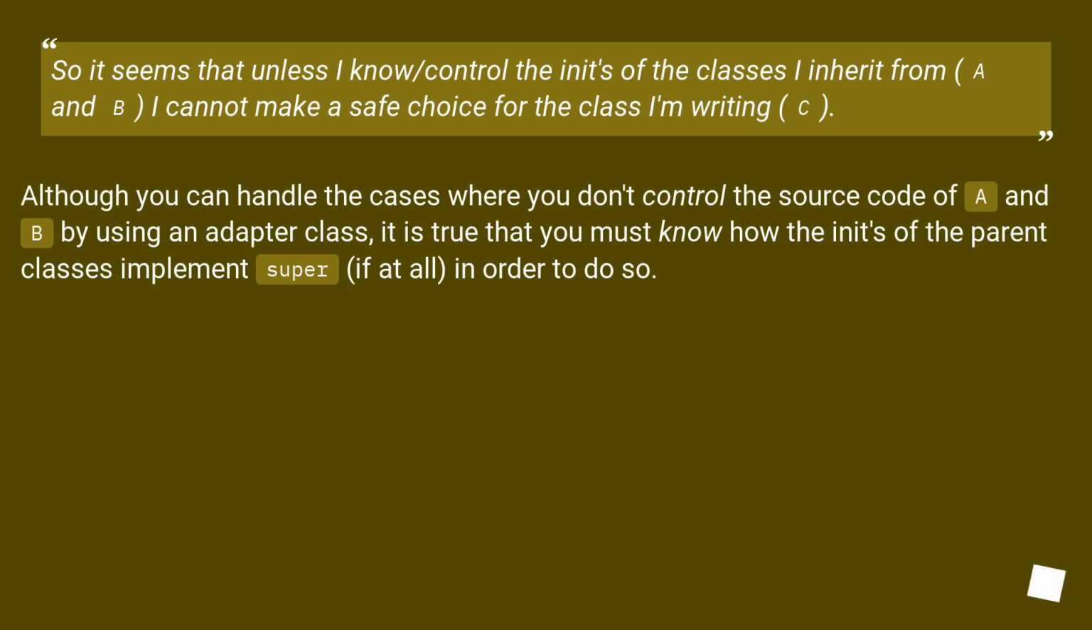So it seems that unless I know or control the inits of the classes that I inherit from, A and B, I cannot make a safe choice for the class I am writing, C. Although you can handle the cases where you don't control the source code of A and B by using an adapter class, it is true that you must know how the inits of the parent classes implement super, if at all, in order to do so.